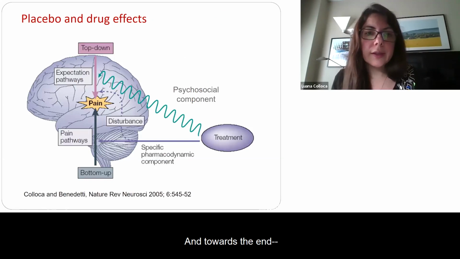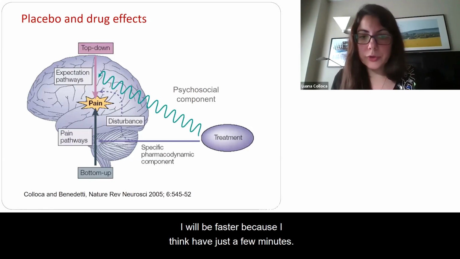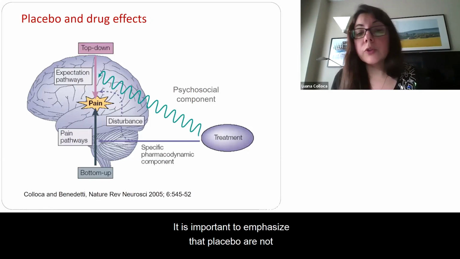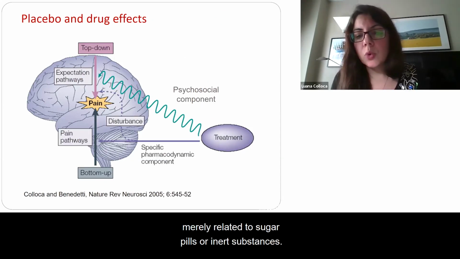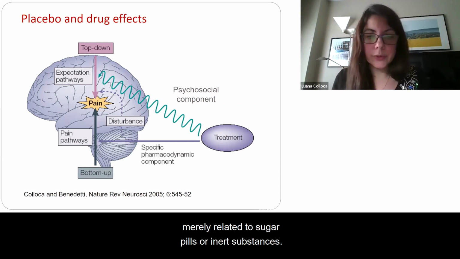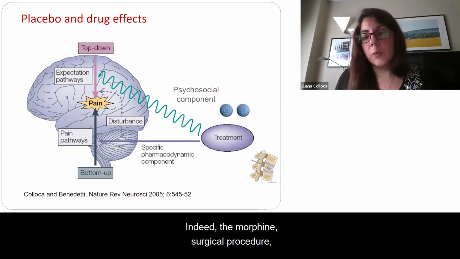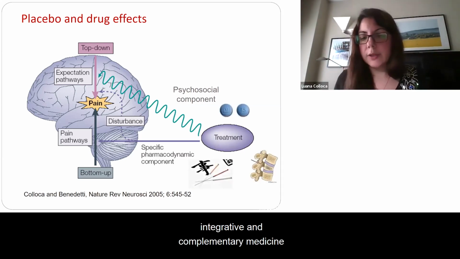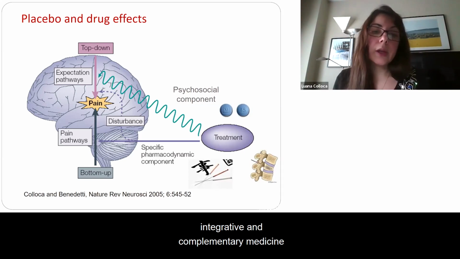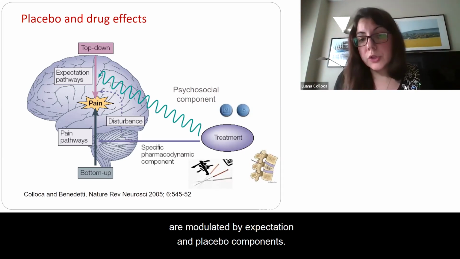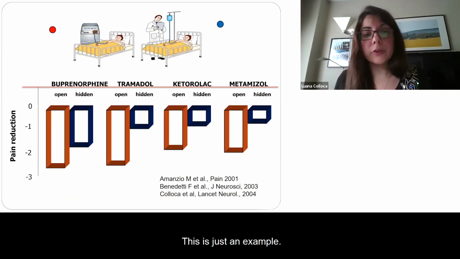Towards the end, I will be faster because I have just a few minutes. It is important to emphasize that placebo effects are not merely related to sugar pills or inert substances. Any treatment can per se have a placebo component. Indeed, morphine, surgical procedures, and integrative and complementary medicine are modulated by expectation and placebo components. This is just an example.